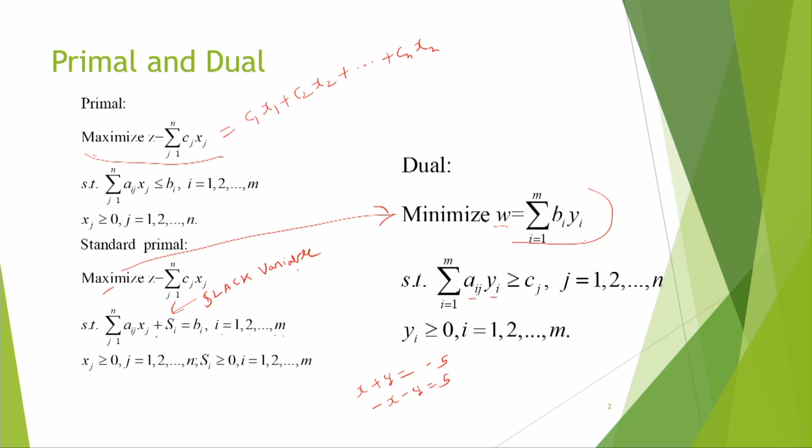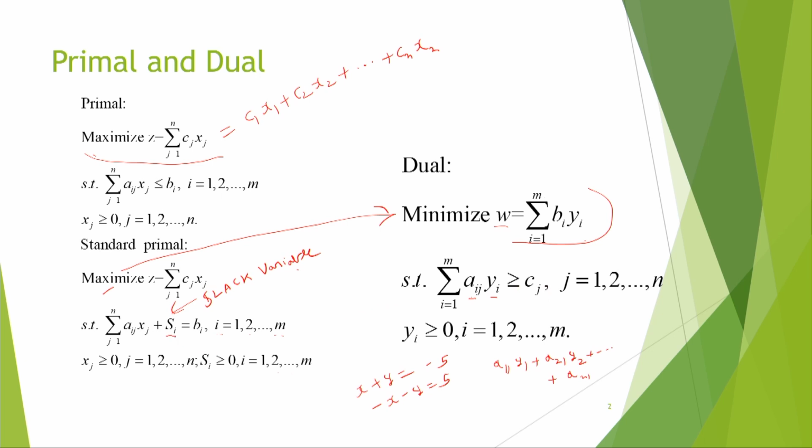Say for example, x1's thing will be, pay attention to x1. So, a11 and this will be y1 plus a21, and then this will be y2, like that, and finally like that it will go, and the last one is an1. So, this is how you will get sigma i is equal to 1 to m aij yi greater than or equal to Cj, because Cj is the corresponding coefficient.